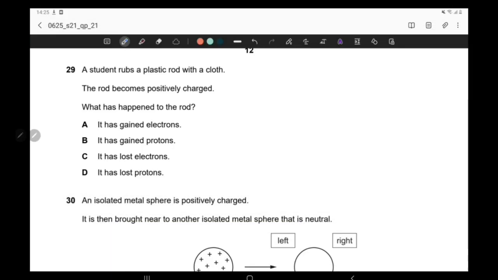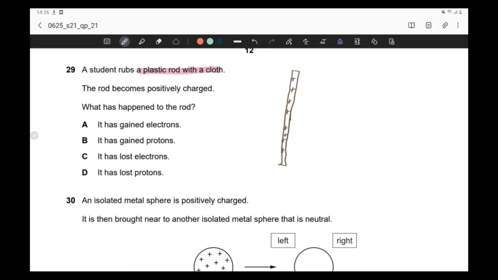Question 29. A student rubs a plastic rod with a cloth. The rod becomes positively charged. What has happened to the rod? So we have a plastic rod. When it is rubbed with a cloth, it becomes positively charged. That means it must have lost some electrons, because protons, which have positive charge, cannot move from an atom. So the protons cannot move, but only electrons can move.